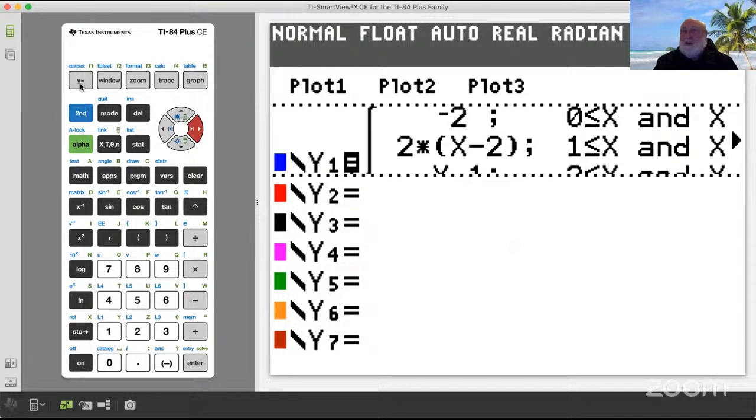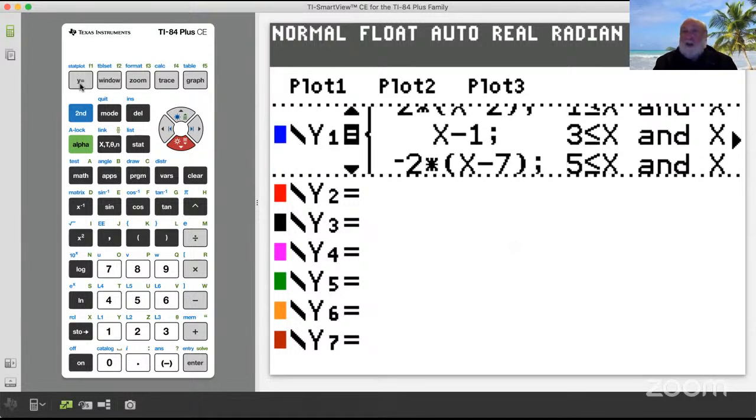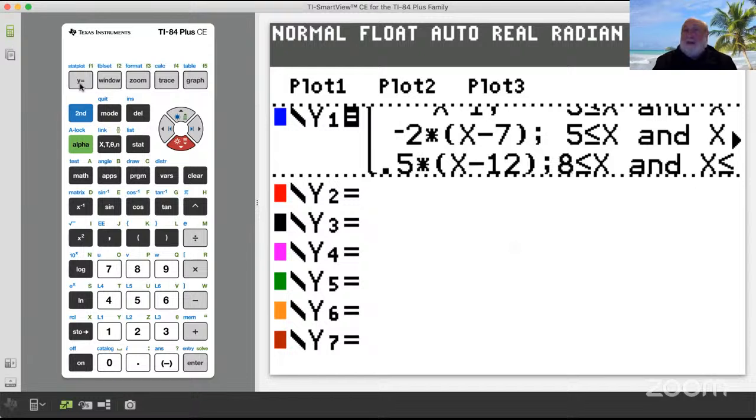So it was -2 between 0 and 1. And then I figured out the next piece of the graph, a formula for that, and for the interval that it was valid for, 1 to 3, and so on. And so these are the 5 pieces of the function I came up with.